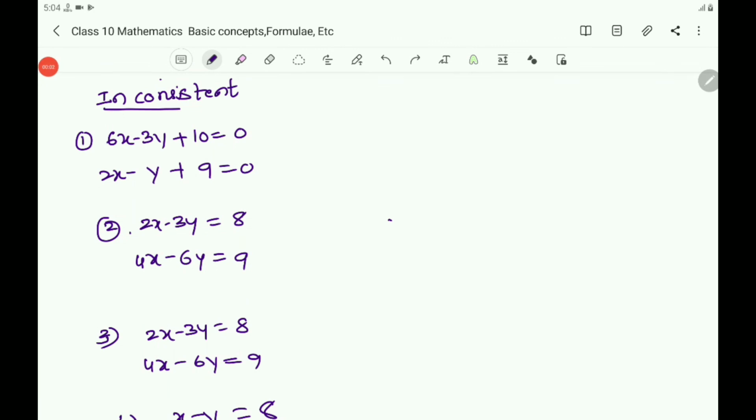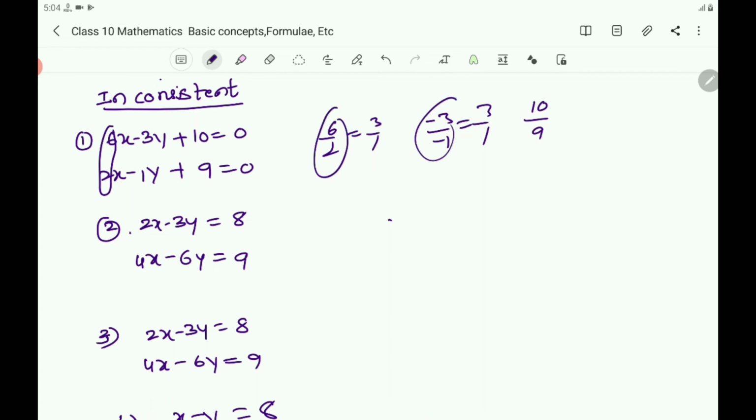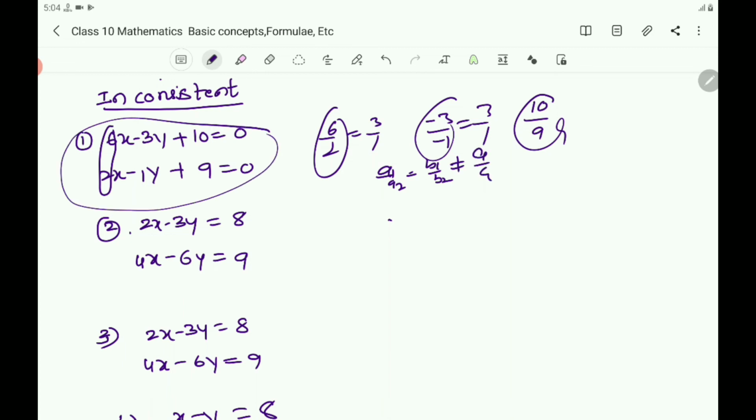Take some pair of inconsistent linear equations. So here you find the ratio. First one, 6 by 2. You will get 3 by 1. Second, the coefficient of y is minus 3 by minus 1. You got 3 by 1. Third one, 10 by 9. So here these two are equal, but this is not equal. So you got a1 by a2 equals b1 by b2, which is not equals to c1 by c2. So they are inconsistent pair of linear equations.